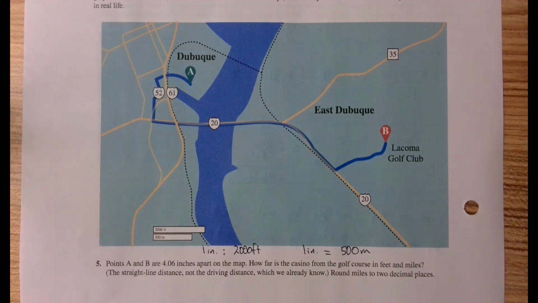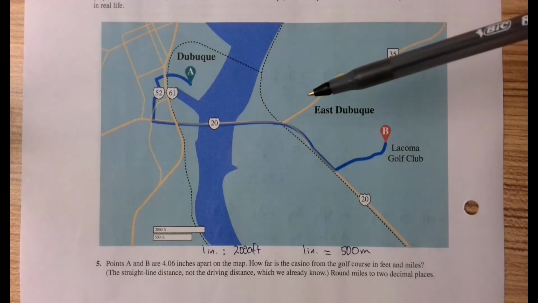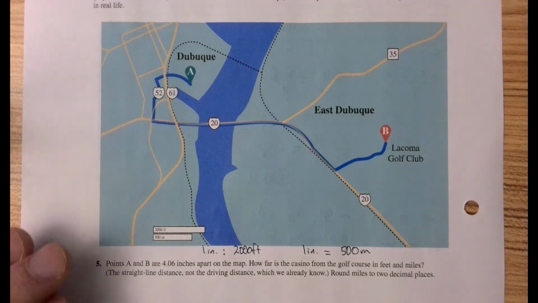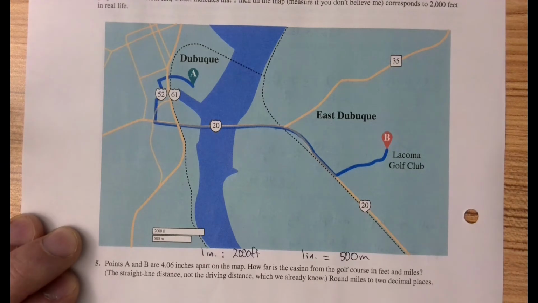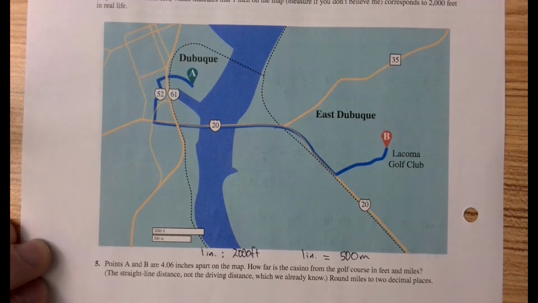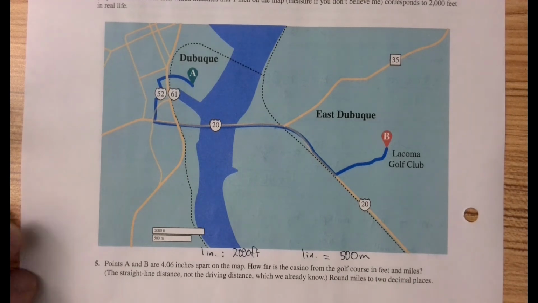All right. So we're told that points A and B are 4.06 inches apart. I believe we're measuring this as the crow flies, so we just put a ruler in between the two and made that measurement. So how far is the casino from the golf course, in feet and also miles? So let's start with the feet.